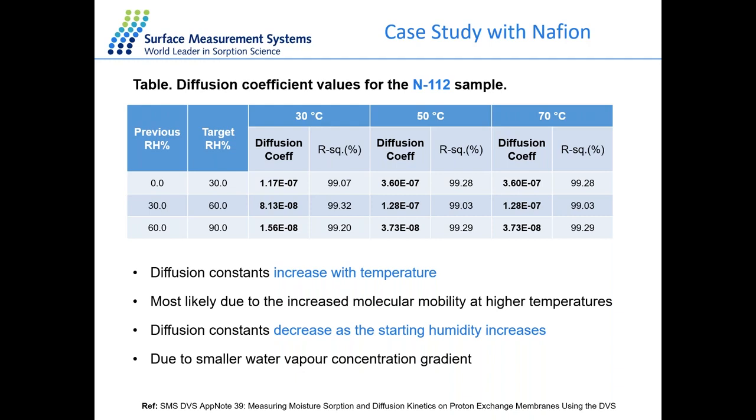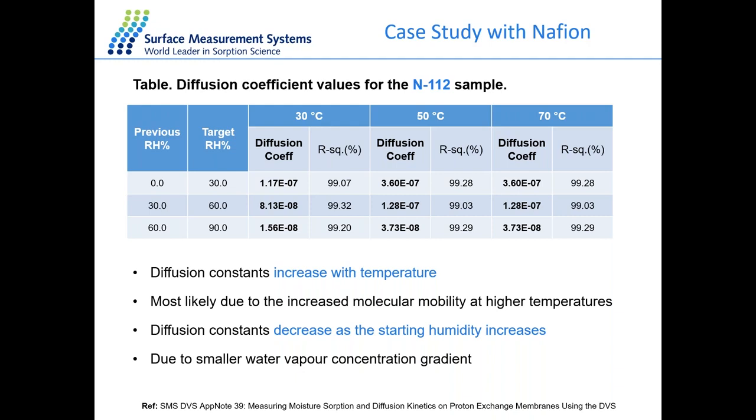And in the case of the same column, so at the same temperature, the diffusion constant decreases as the starting humidity increases, which is probably due to the fact that in the higher humidity range the sample is partially saturated with the water molecules. Therefore, the smaller water vapor concentration gradients give less driving force for the diffusion, and this will lead to a lower diffusion coefficient at the same temperature, but with increasing humidity.